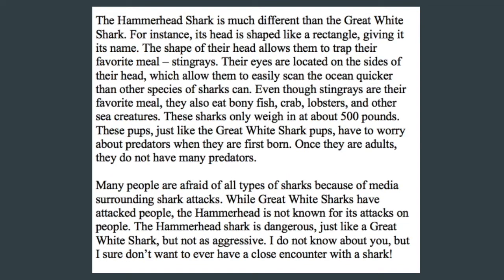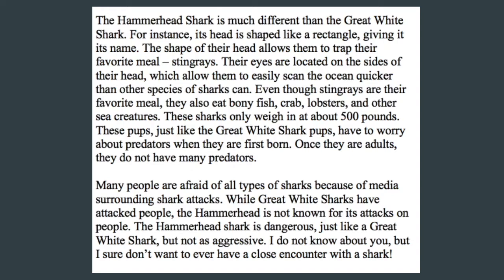The hammerhead shark is much different than the great white shark. For instance, its head is shaped like a rectangle, giving it its name. The shape of their head allows them to trap their favorite meal, stingrays. Their eyes are located on the sides of their head, which allow them to easily scan the ocean quicker than any other species of sharks can. Even though stingrays are their favorite meal, they also eat bony fish, crab, lobsters, and other sea creatures. These sharks only weigh in at about 500 pounds.